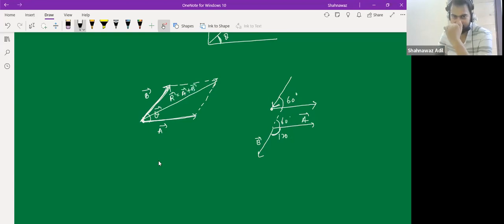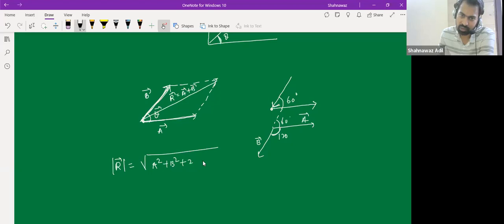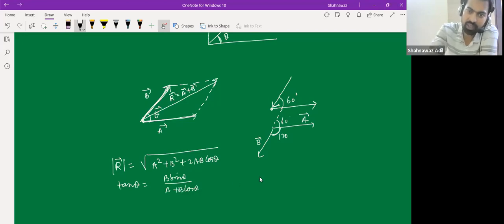Okay, so this will give me the resultant, and we will have the magnitude of this resultant. So this would be how much? This would be a square plus b square plus 2ab cos theta. This is the magnitude, and the direction is how much? This is b sin theta divided by a plus b cos theta. So this was about the resultant.